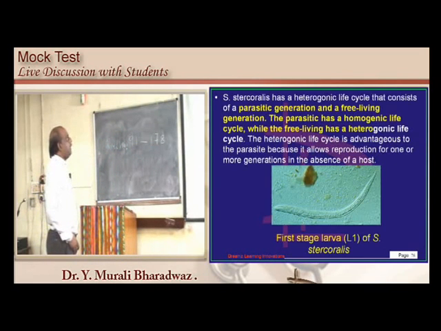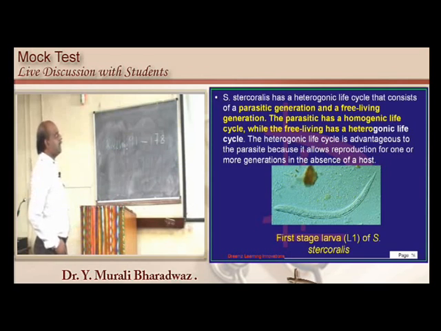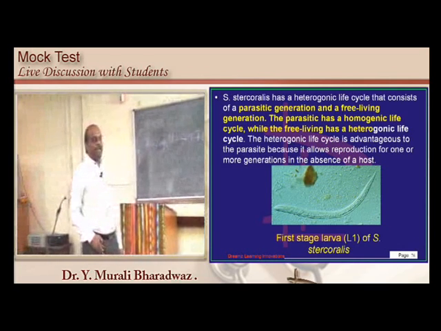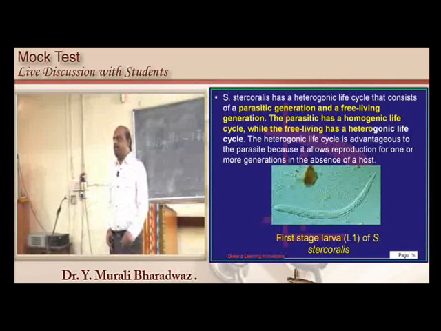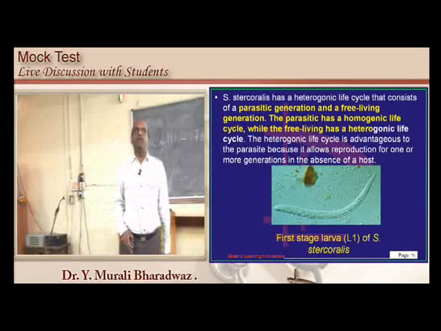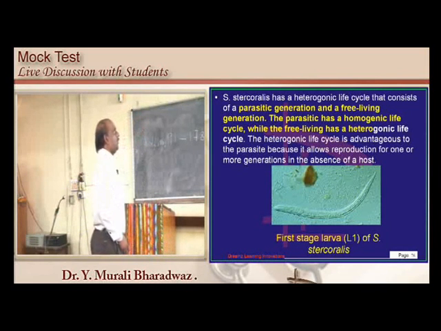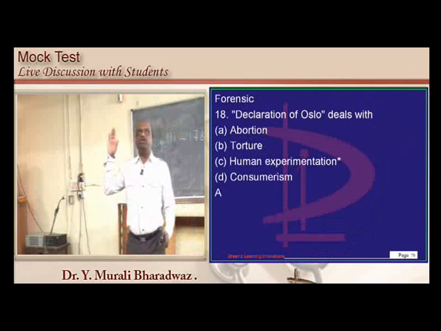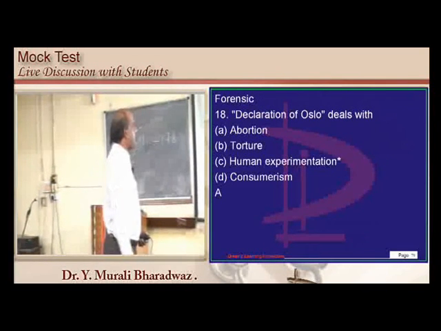Then Strongyloides stercoralis has a heterogenic life cycle with a free living generation and a parasitic generation, and it typically spreads not by eating the eggs, rather it is by the infective larvae which go percutaneously in the case of Strongyloides stercoralis.